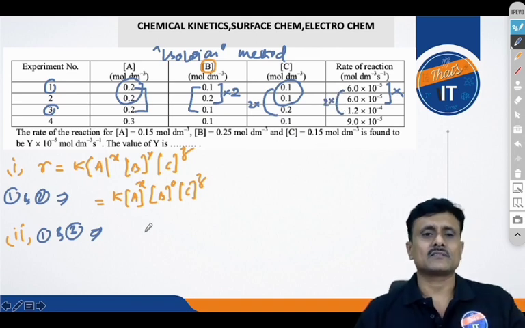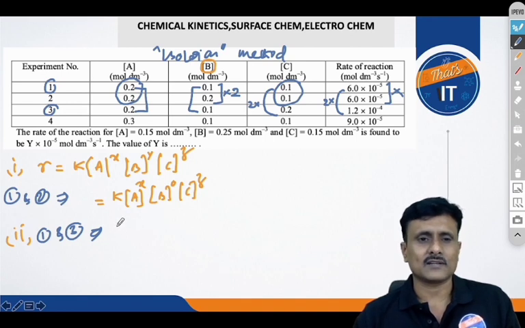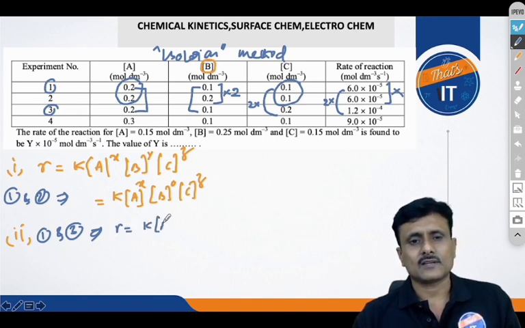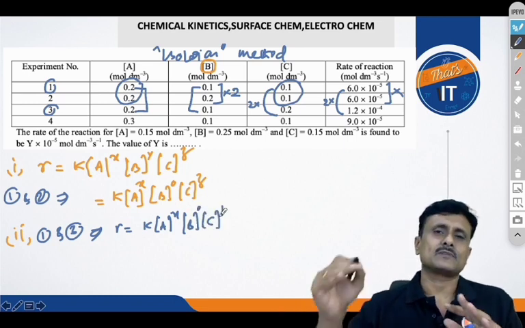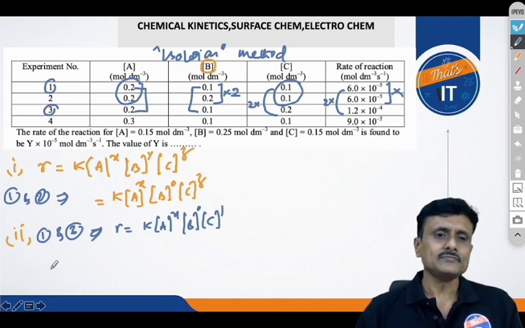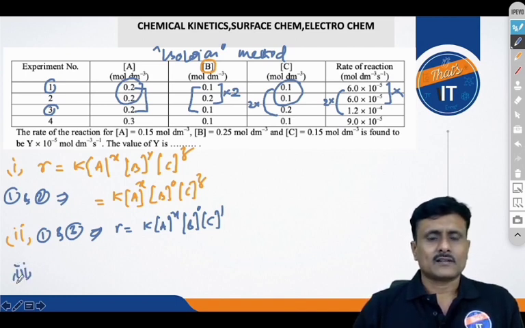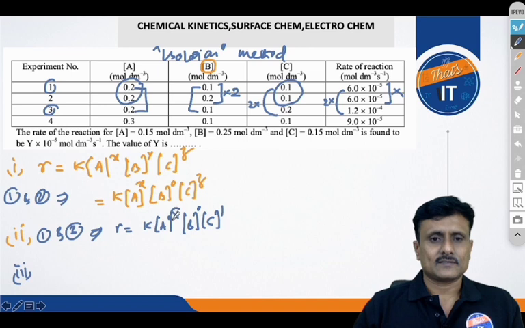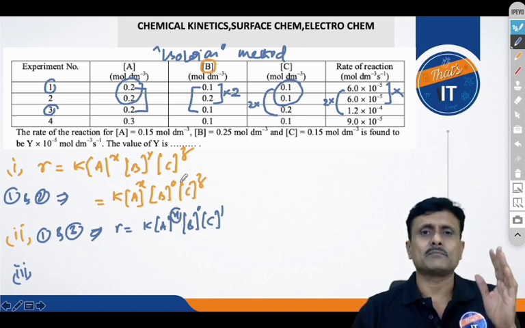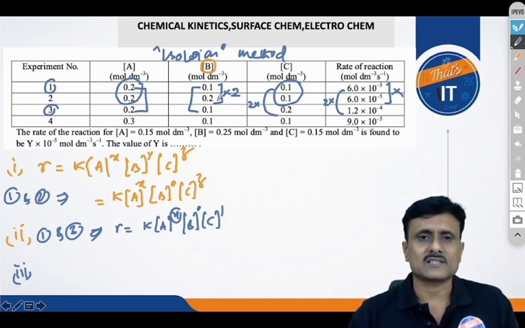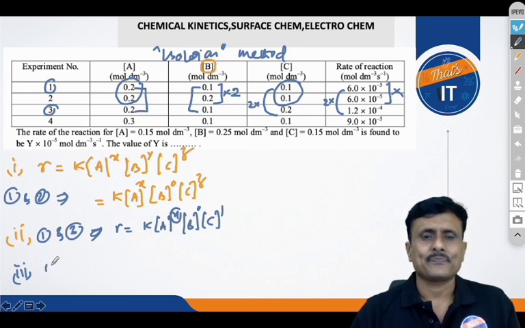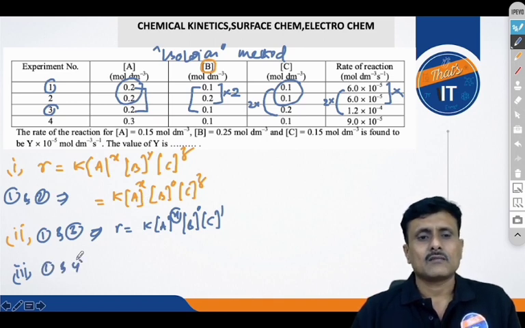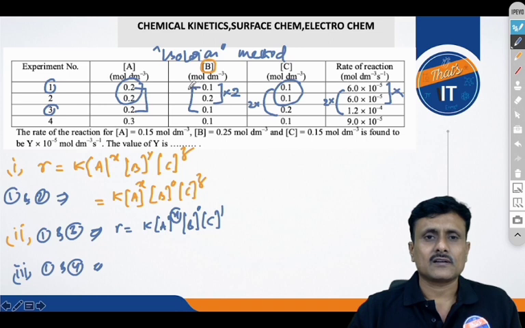That means power is 1. Alright, so C to the power 1. You got A power x, B power 0 and C to the power 1. Rate 2 times increased means the power is 1. Alright, we got it. Now we need to find the value of x. For that, we are going to keep B and C constant. You will just check 1 and 4, isn't it? Am I right? 1 and 4, you can see 1 and 4.